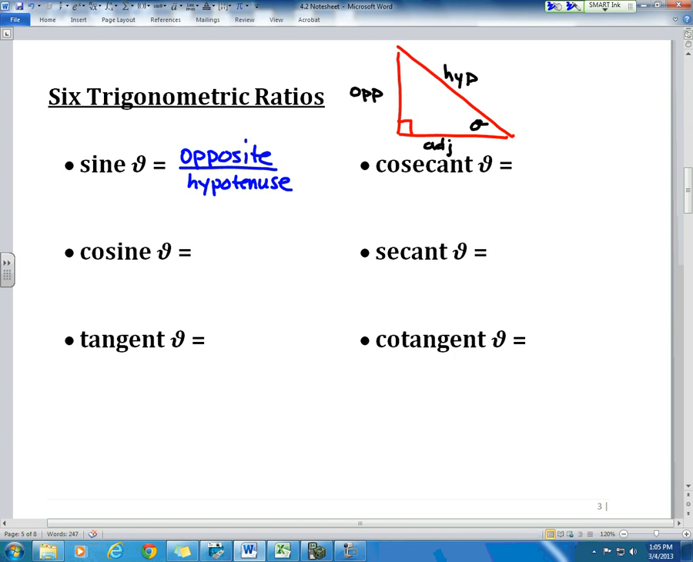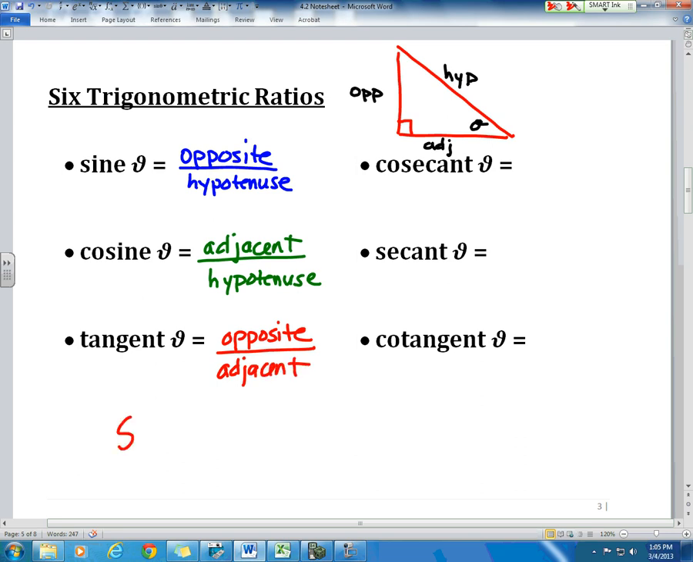It's probably important that you set your paper up to look like this with the two columns of these 6 trig functions. It's going to help you learn the relationship between them. Cosine is the adjacent side length over the hypotenuse length. And tangent is the opposite side length over the adjacent side length. That's all coming from SOHCAHTOA.